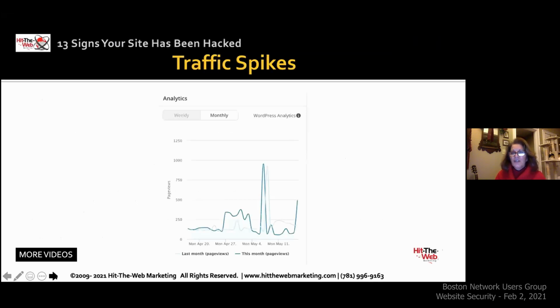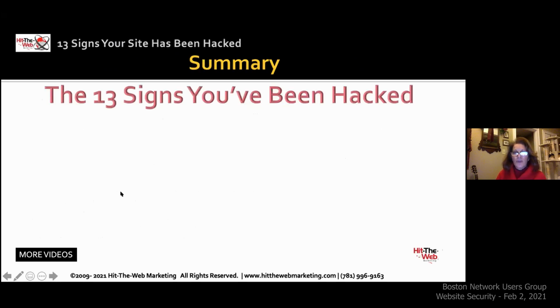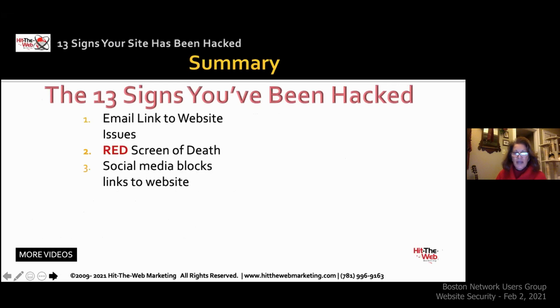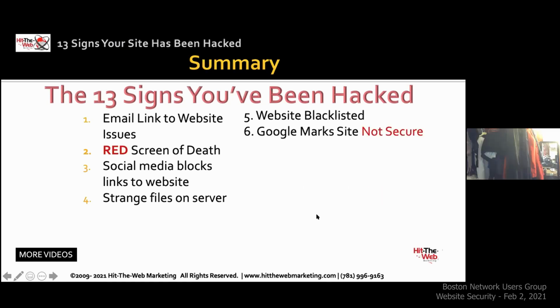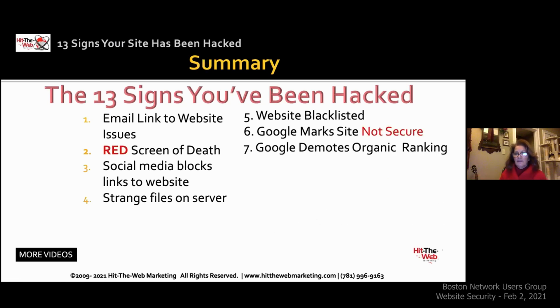Yep. Okay, so traffic spikes, and so here's a summary. What are the 13 signs we just talked about? Email links to website showing issues. The red screen comes up. Social media blocks links to your website. Strange files on the server. The website gets blacklisted, which means nobody's going to go to your website because the search engines are not displaying it if it's blacklisted. So this is horrible, and it creates a loss of reputation, so many things. Google marks your site as not secure. So not only do you have that in the URL where you don't have the lock, it will mark it so no one will go. So you can understand how your traffic just dives.